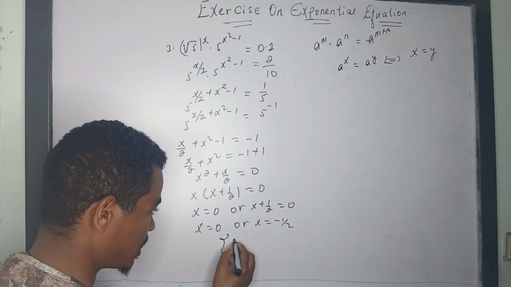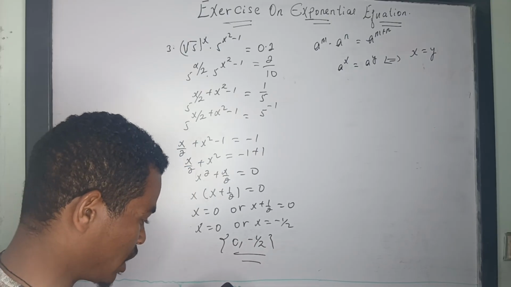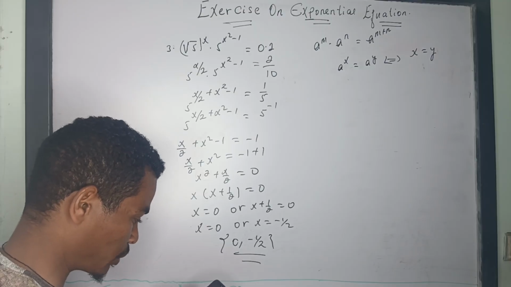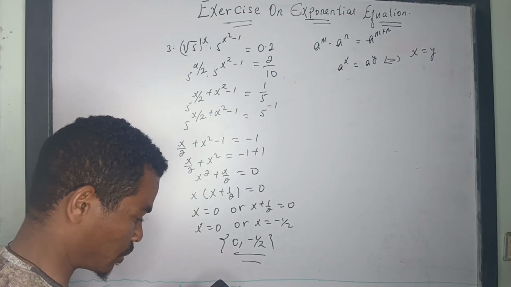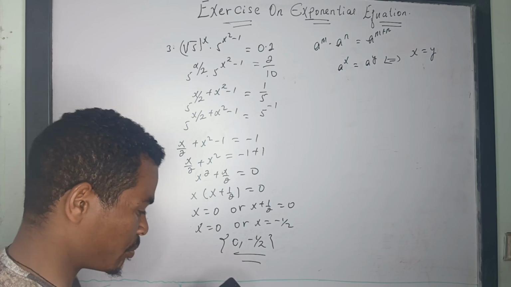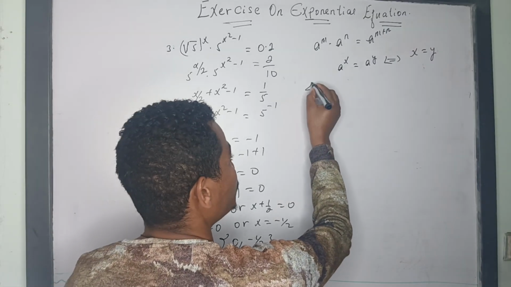So the solution set is 0 comma minus 1 over 2. So question number 3: a, 1 comma minus 1 over 2; b, 0 comma minus 1 over 2; c, 0 comma 1 over 2; d, 2 comma minus 1 over 2. So the answer is b, 0 comma minus 1 over 2.